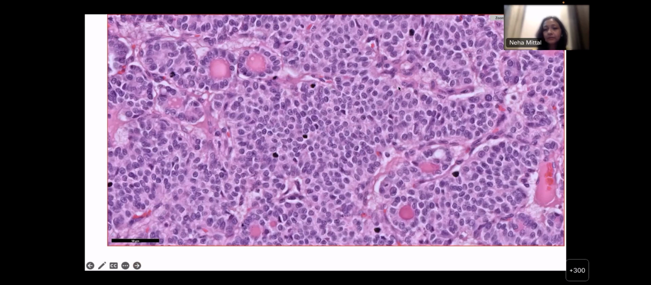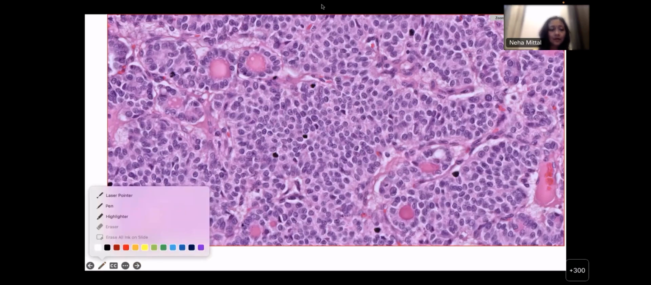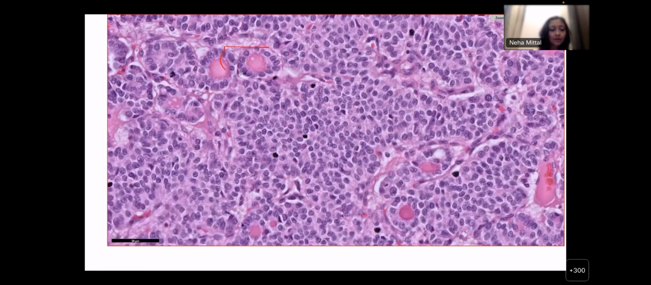These are the Call-Exner bodies, ma'am. Sorry, so these are what you're describing as the Call-Exner bodies. This is what you're thinking is the Call-Exner body. Yes, ma'am. Okay. What is in the center of a Call-Exner body? Eosinophilic material. What is that eosinophilic material actually? Secretions by granulosa cells.